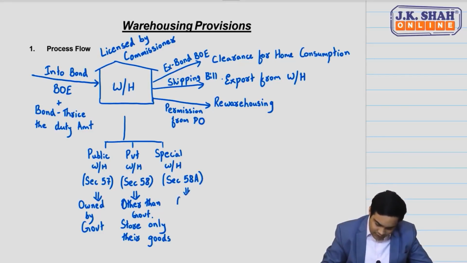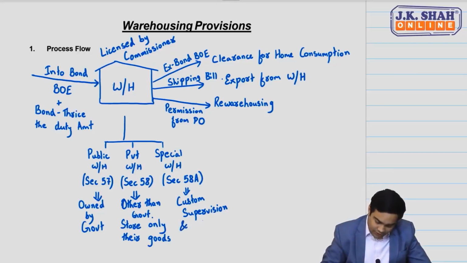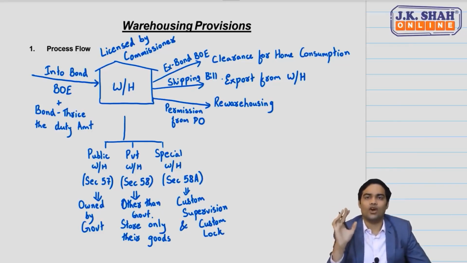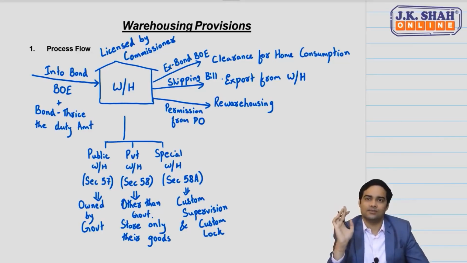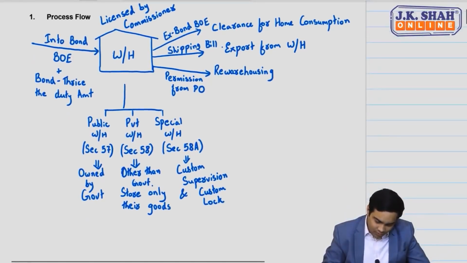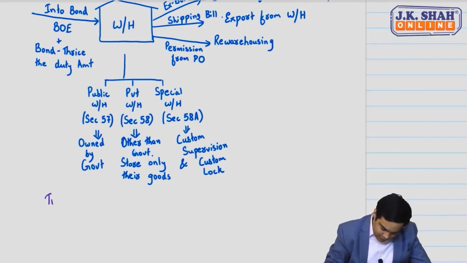Special warehouse are under customs supervision. Now these special warehouses are part of a new regime where gold, silver, precious stones can be stored in these special warehouses, but under custom supervision and custom lock. Sir, what do you mean by custom lock? That means without permission from the PO, goods cannot be moved from this particular place. A custom lock is placed for these warehouses. Okay. Now, when we talk about all these warehouses, you need to be very clear about one thing. The time period for storing the goods in these warehouses is 1 year.